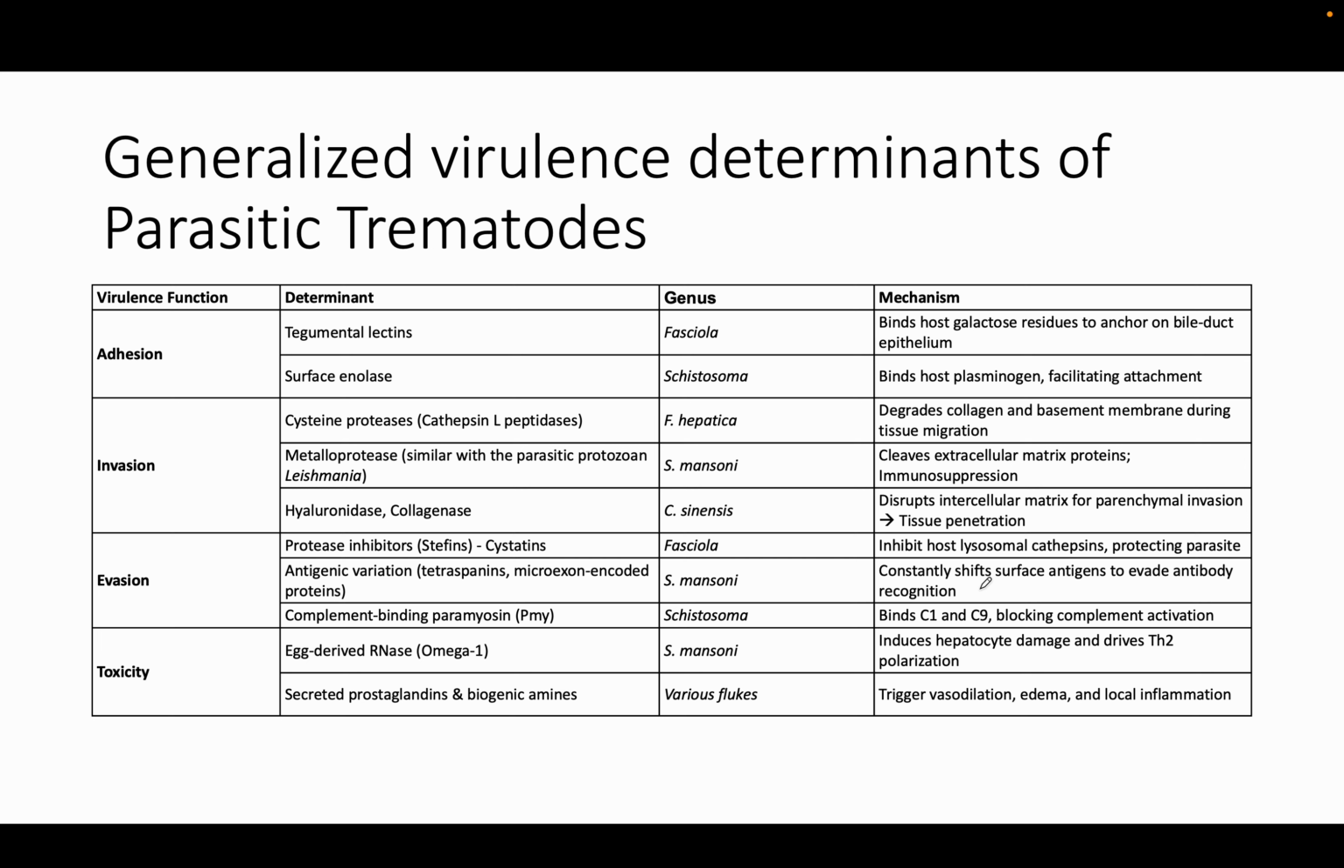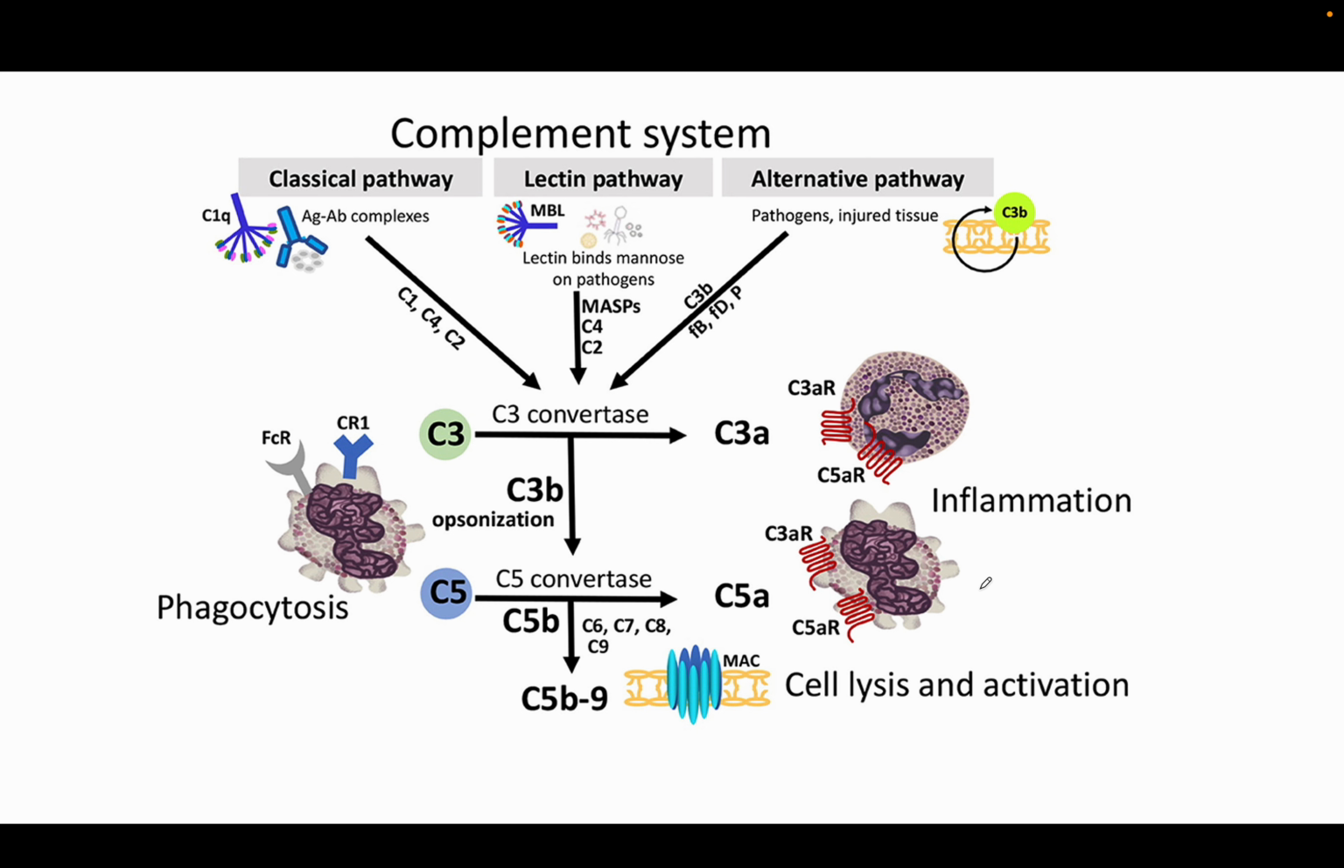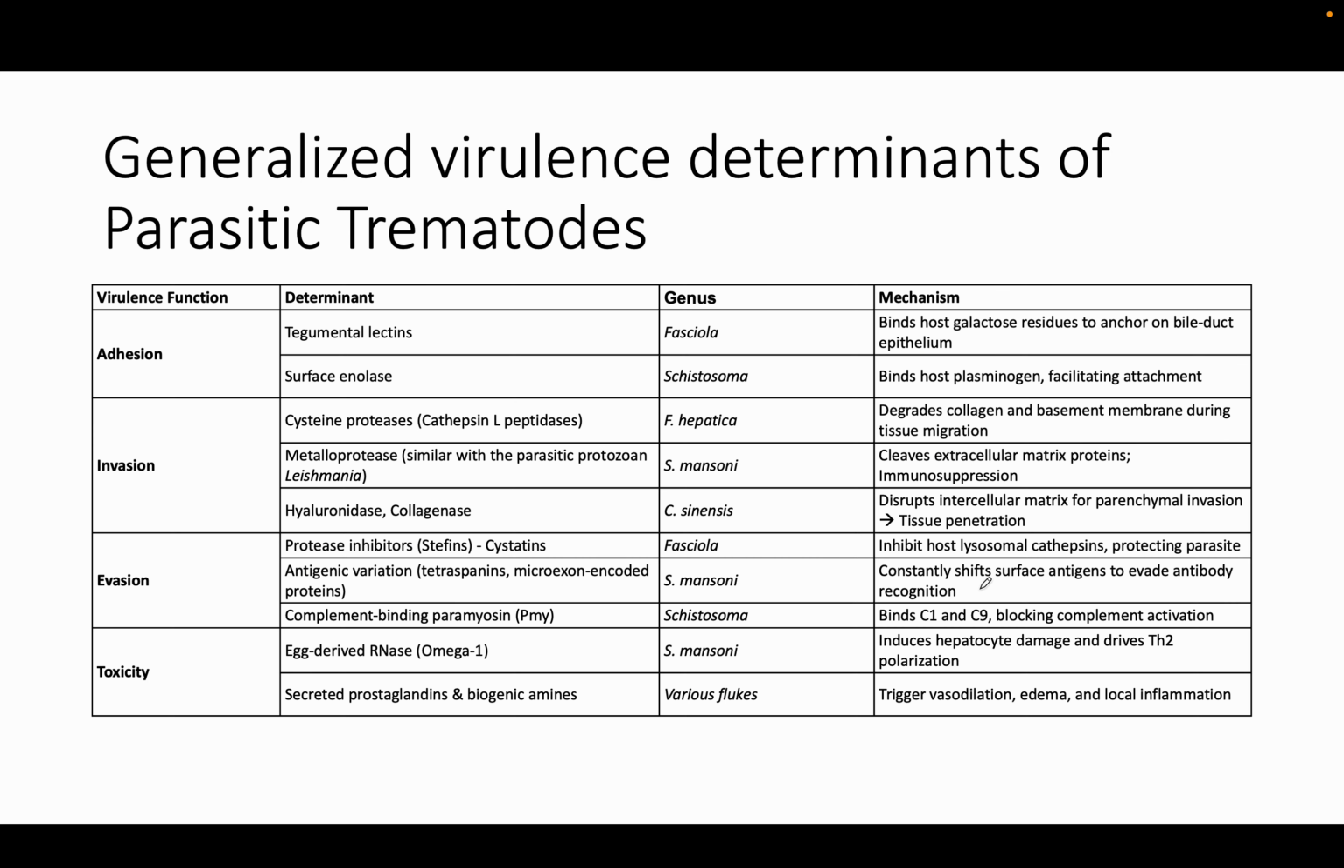Then we also have another example for Schistosoma, complement-binding paramyosin. Paramyosin can be found in the muscle tissue of the parasite. These complement-binding paramyosins can bind to complement elements like C1 and C9, and the entire complement activation cascade shown here can be deactivated. So the classical pathway, where there is development of the antigen-antibody complex in which the complement C1 molecule is involved, can be impeded by these complement-binding paramyosins.